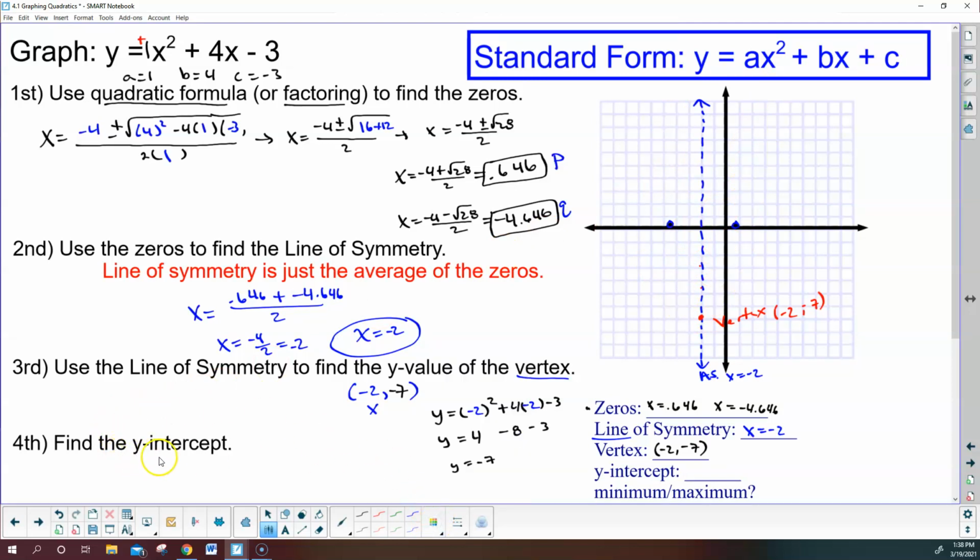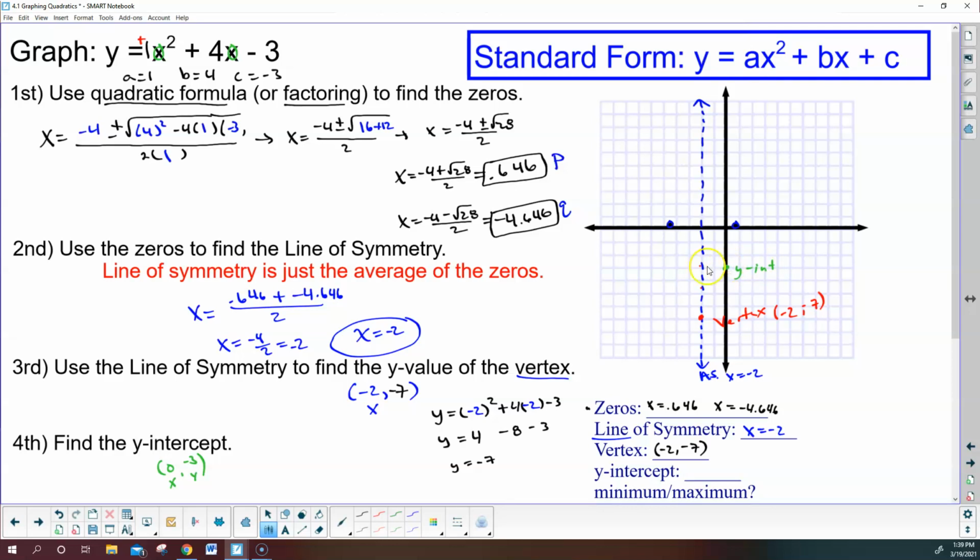Maybe the y-intercept is going to help us. The y-intercept is always going to be when x is 0. So notice this one you could do in your head. If I put a 0 here and a 0 here, you get 0 plus 0 minus 3. The only value that comes out of that is negative 3 then. So I can graph my y-intercept at 0, negative 3.